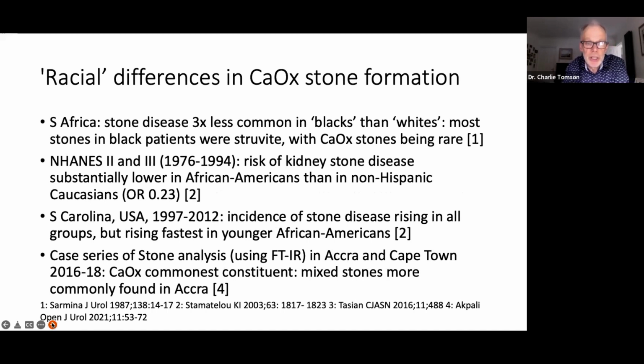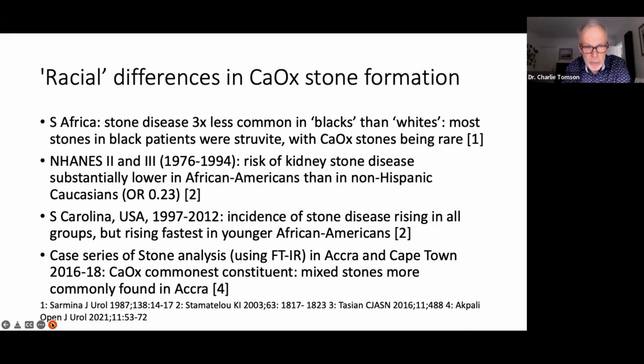Old reports suggest that kidney stone disease is much less common in Black people than in white people in Africa, including one report from South Africa. In the United States, the National Health and Nutrition Surveys 2 and 3 showed that the risk of kidney stone disease was substantially lower in African Americans than in people of white origin in that time period. But later studies have shown that the incidence of stone disease is rising in all ethnic and racial groups, but rising fastest in younger African Americans.